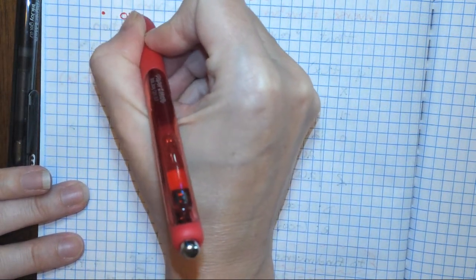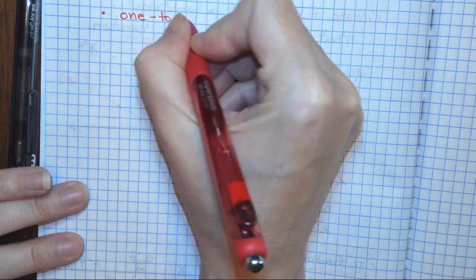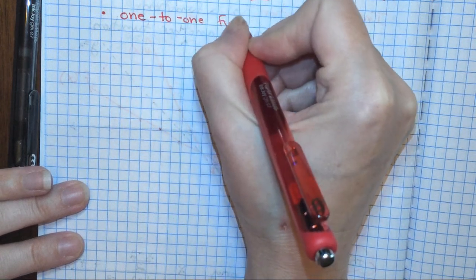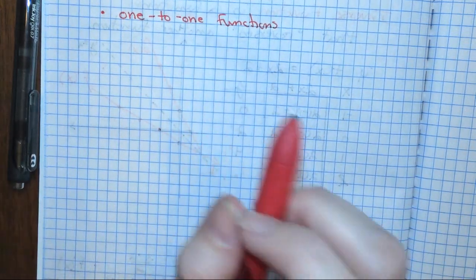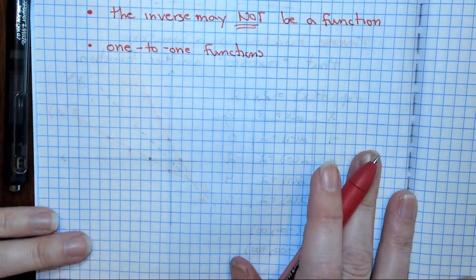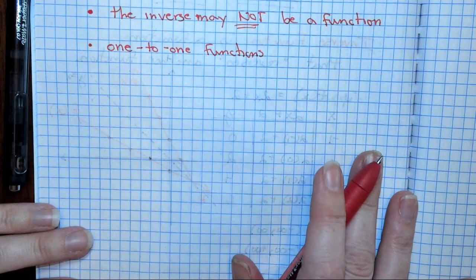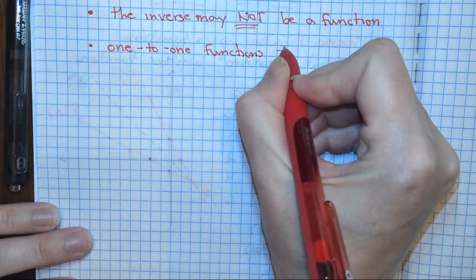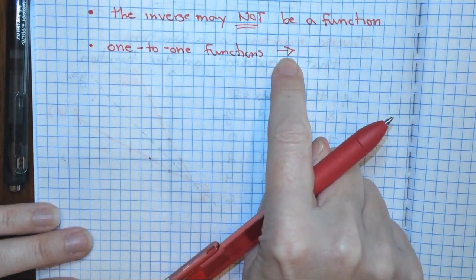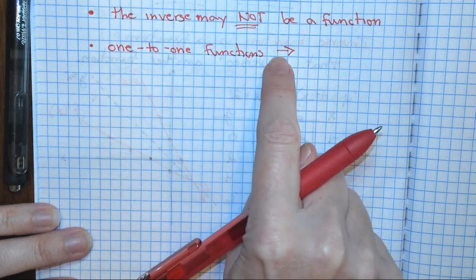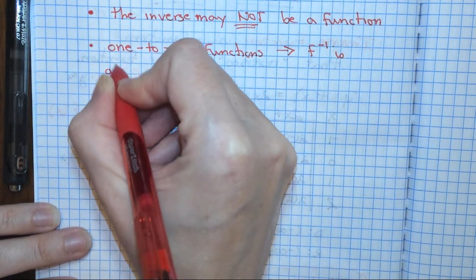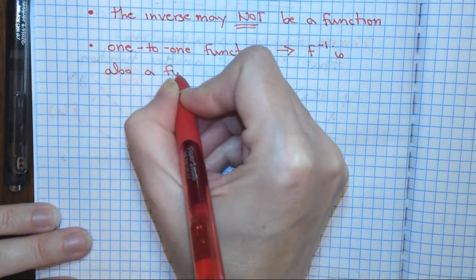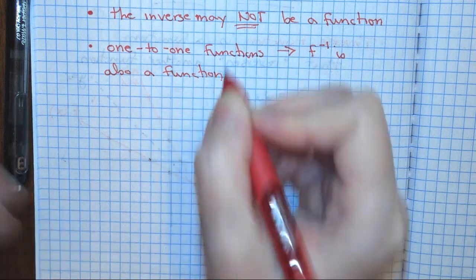Okay, so if we have one-to-one, one-to-one functions means that every x goes to a y and every y goes to an x, and they don't repeat on either side. Okay, so if you are a one-to-one function, then remember our geometry symbols. If this happens, then the inverse f negative 1 is also our function, which is kind of pretty cool, I think.